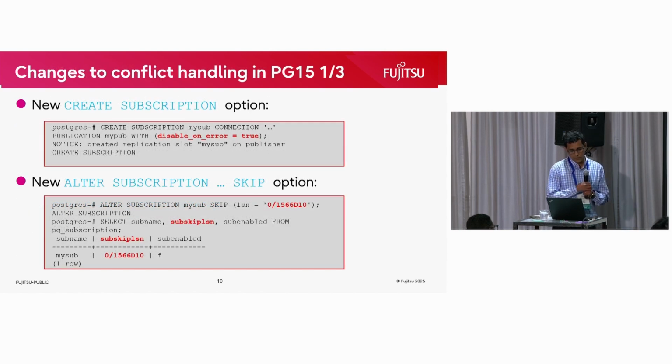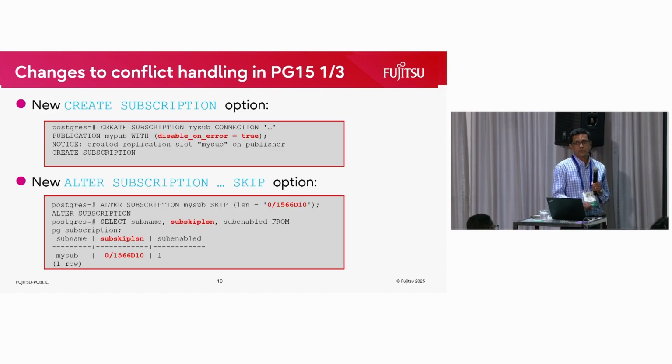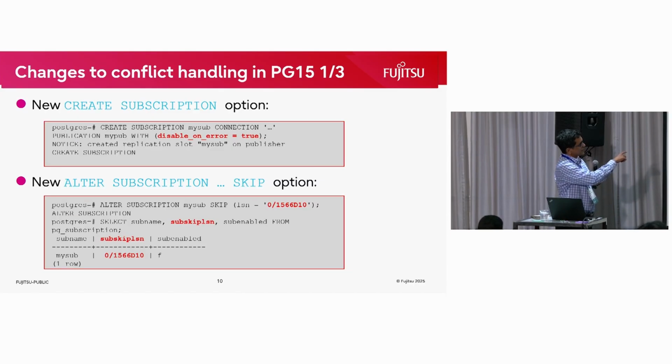So we've made some improvements in PG15. One major improvement was having an option while creating the subscription, that is disable_on_error. Now when you have this option enabled, the subscription is disabled when there's an error. It doesn't go into that continuous error loop. The second option is an ALTER SUBSCRIPTION command. You could use ALTER SUBSCRIPTION SKIP LSN, which would skip a particular LSN when the subscription is re-enabled. So that was one way.